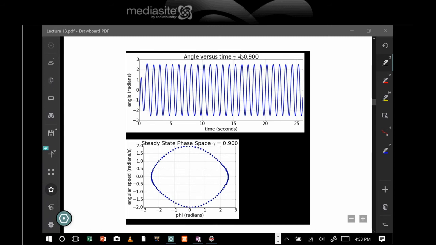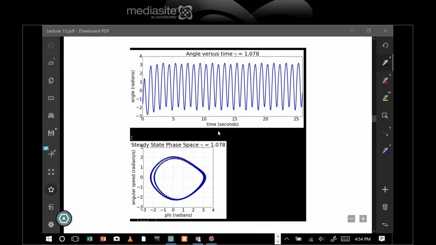Now, let's increase gamma, and let's look at something that's at period 2. Okay, now, again, what I've done here is increase gamma from 0.9 to 1.078. And you can see, again, there's some transients. But you can see here that it goes high, low, high, low, high, low. So there's 2 periods. There's a time from this peak to this peak and this peak to this peak. That's what I'd call period 2.